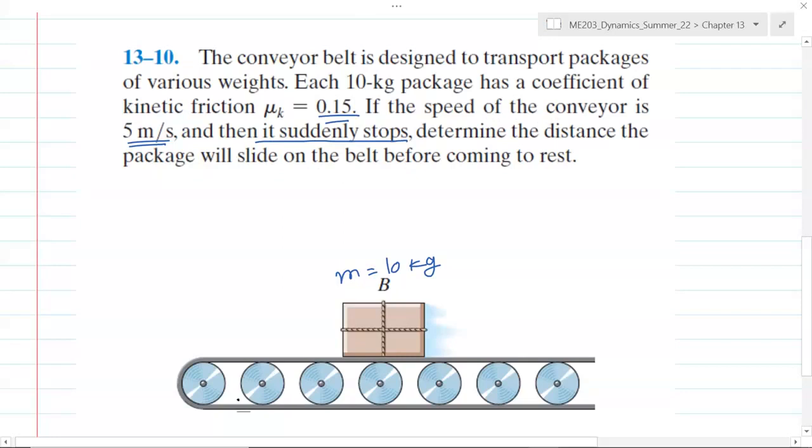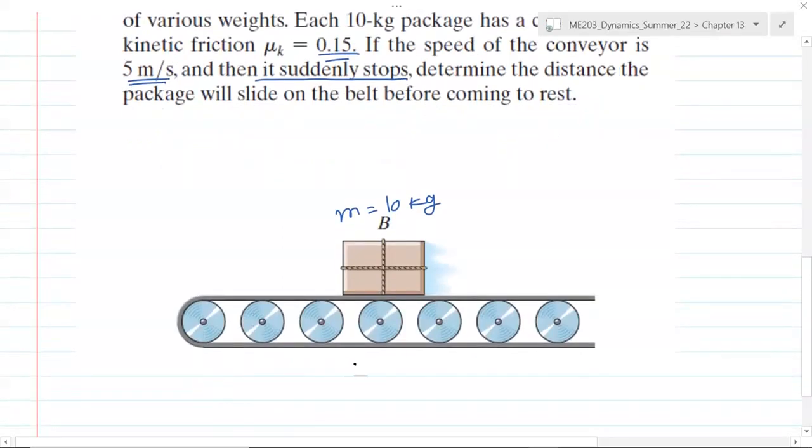So it's not clear here, the direction is not given, but we can assume that this is the direction the block is traveling. The conveyor is rotating in the counterclockwise direction and the block is traveling from right to left. When the conveyor stops all of a sudden, the block does not stop, as per Newton's first law of motion, but it will slide on the conveyor for some distance and then come to rest. We need to calculate how much distance the block slides on the conveyor before coming to rest when the belt stops all of a sudden.